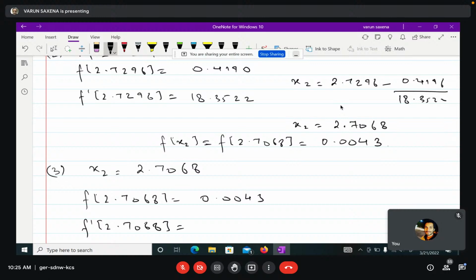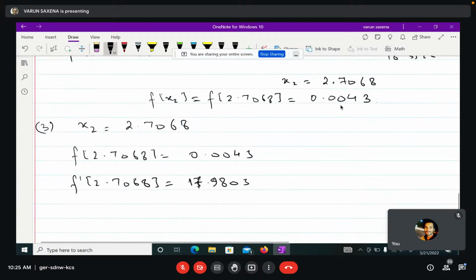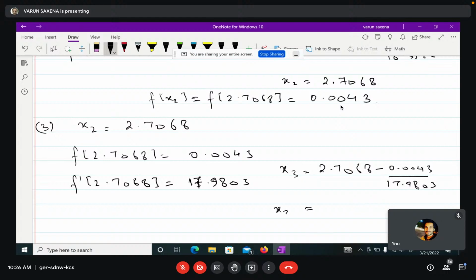2.7068. If anybody can tell me this value. 17.9803. Thank you. So if these are the two values, then x3 is 2.7068 minus 0.0043 divided by 17.9802. Please tell me what is x3?